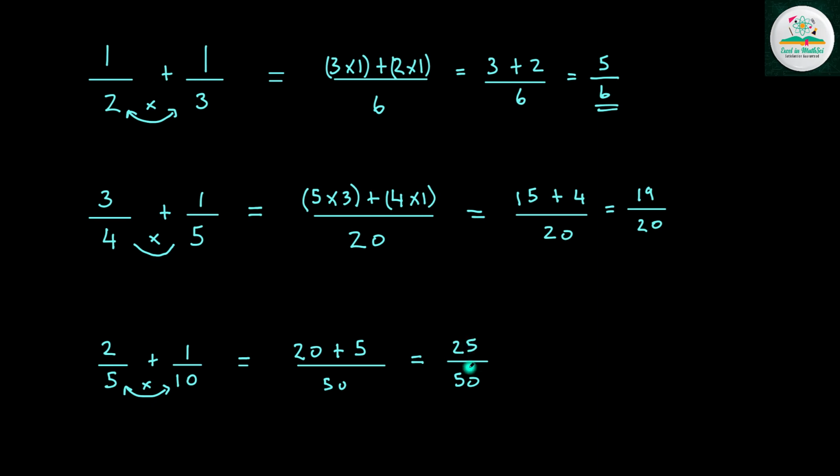Now 25 and 50, I can simplify that further. So what I'll do is divide the top and the bottom by 25, because 25 is a common factor. So we say, how many 25s are in 25? Of course that's 1. And how many 25s are in 50? That is 2. And that would be my final answer for this.